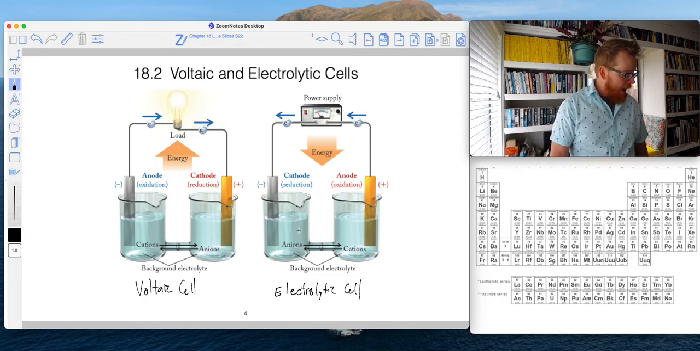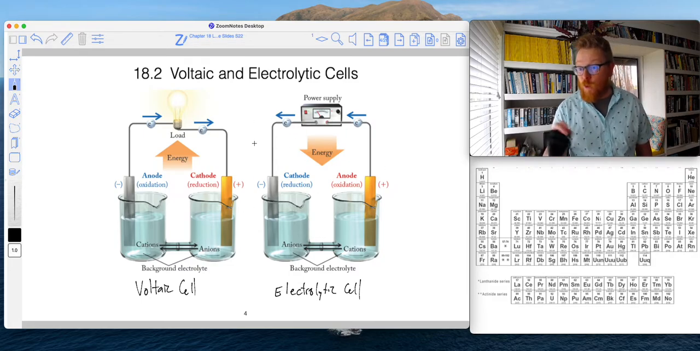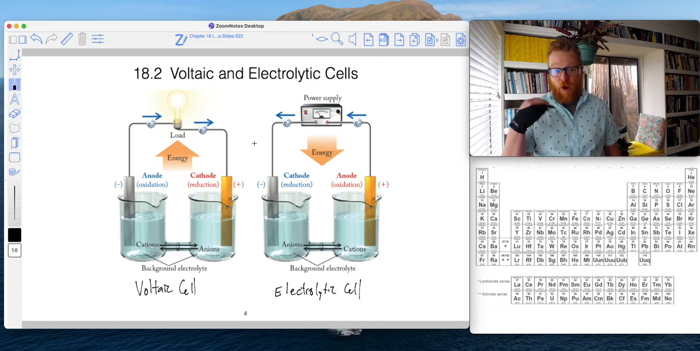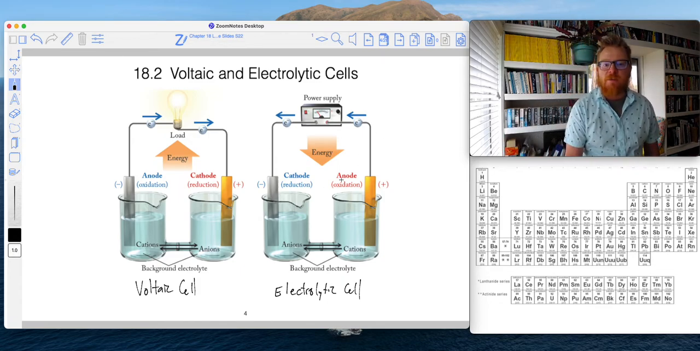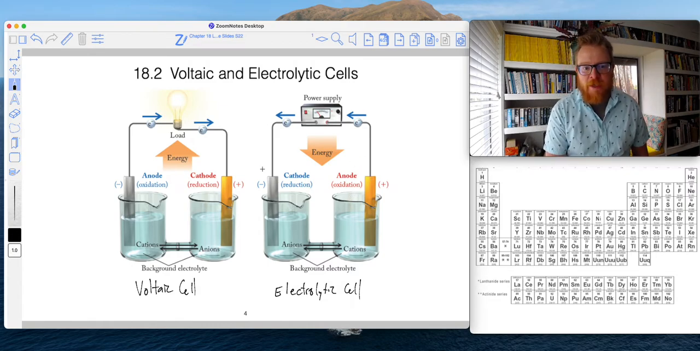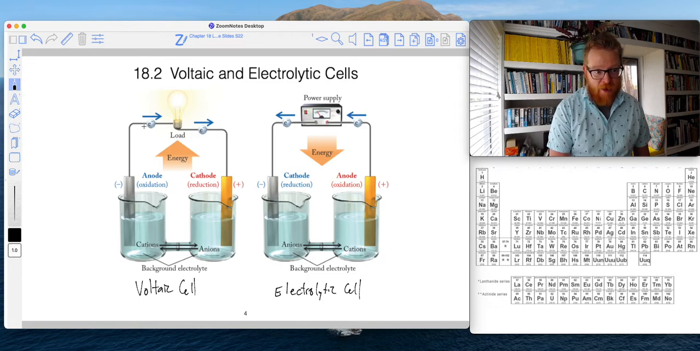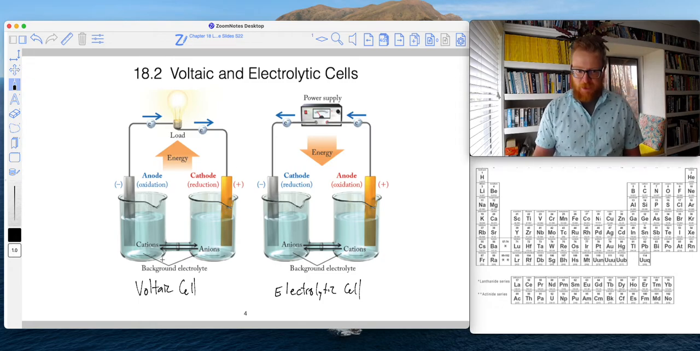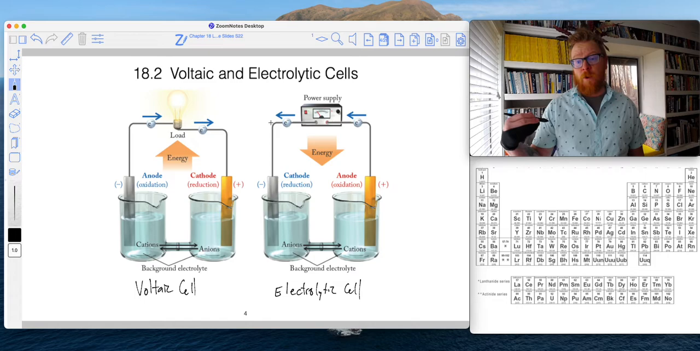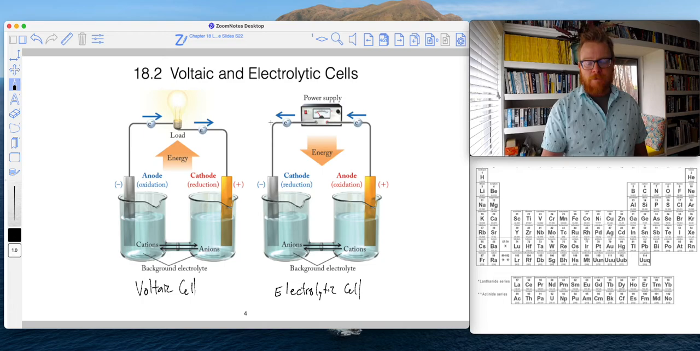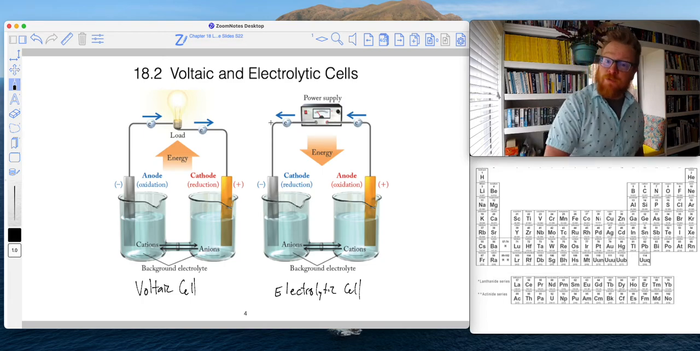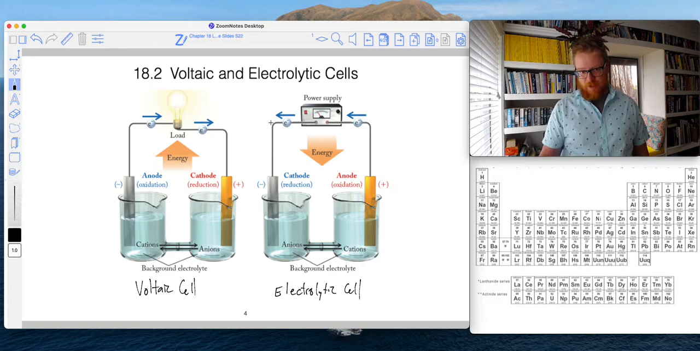You'll notice here that everything kind of switches around depending on which way our electrons are flowing. We still have electrons flowing from anode to cathode in the electrolytic cell, and electrons flow from anode to cathode in the voltaic cell. However, their positions are switched relative to whether we're getting power out of the cell, or we're charging it up and providing power to it, okay?